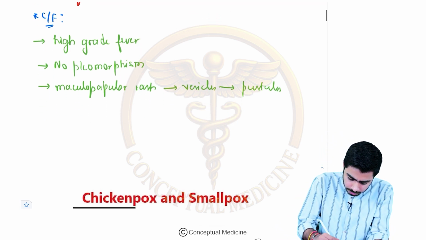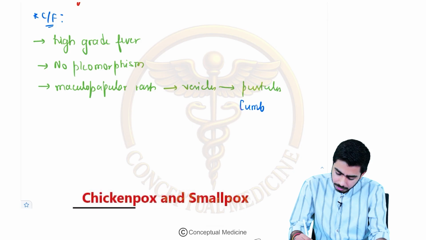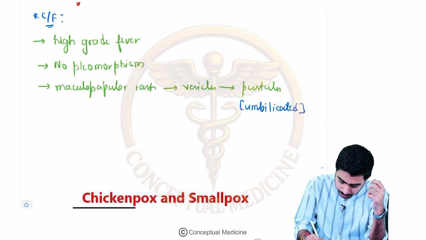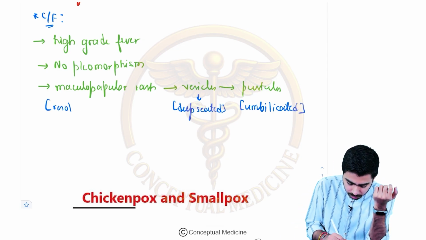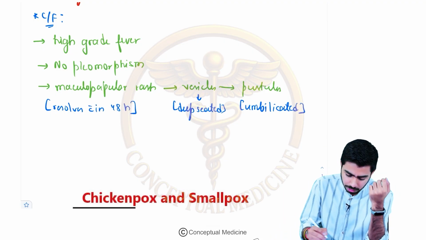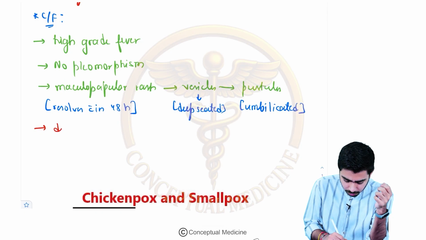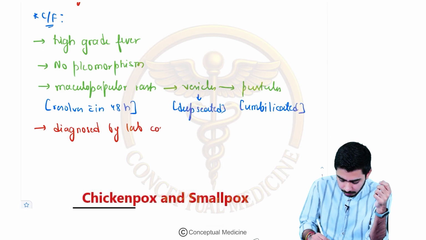If you talk about the pustules over here, they might be umbilicated. The vesicles will be deep-seated. Usually the maculopapular rash resolves within 48 hours. How will you diagnose this case? If you talk about the diagnosis, it can be easily made by lab confirmation.